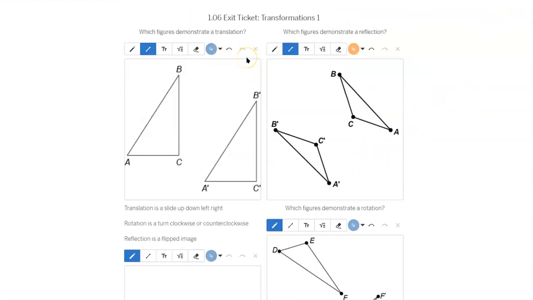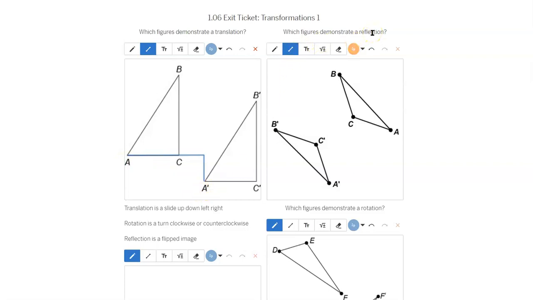Same question for number 2. Which figure demonstrates translation? We notice that A walked over this many units on the x-axis and walked down, or negative, this many units on the y-axis from our image A to our new image A prime.